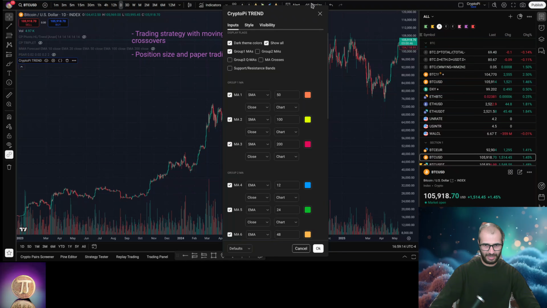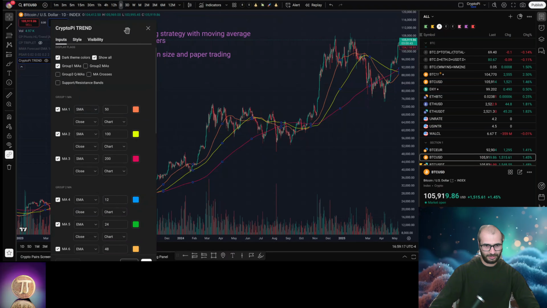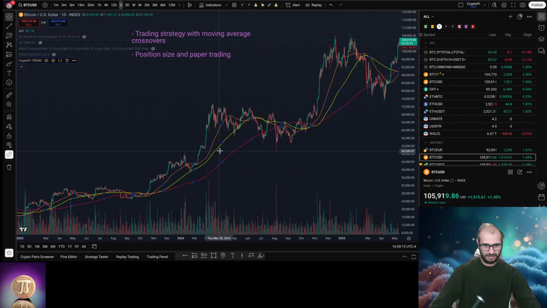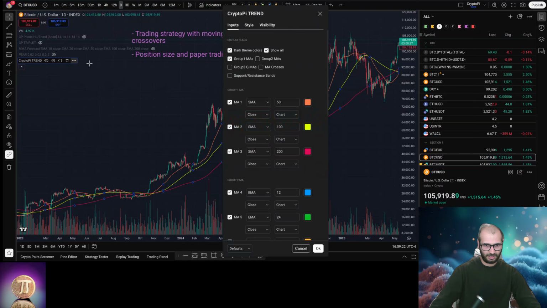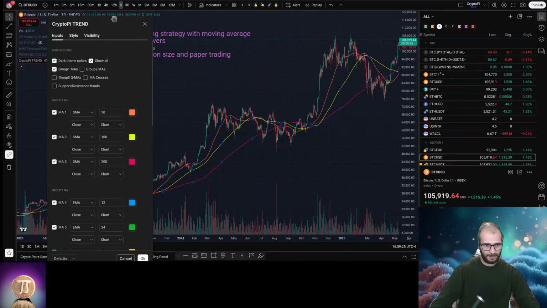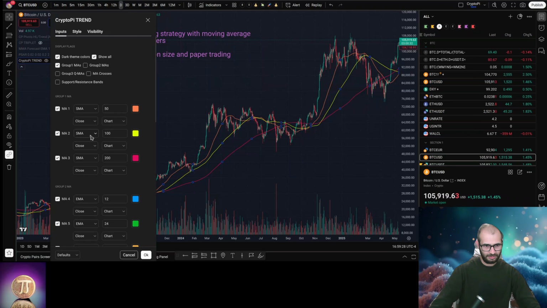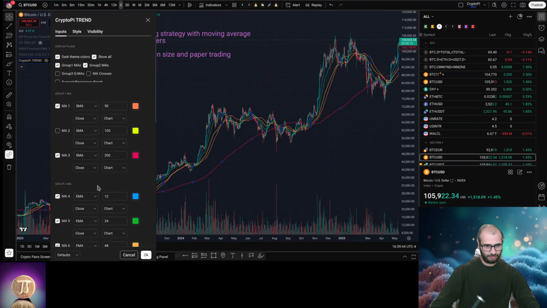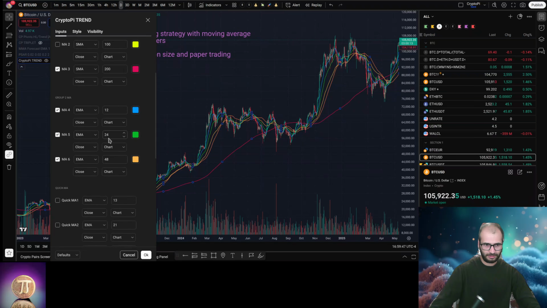If I would select group MA, what would happen here is we see all the three moving averages, which are simple moving averages, at length of 50, 100 and 200. For this particular strategy, let us just take MA1 and MA3. And from group 2, if I would select group 2, we would see three moving averages with the length of 12, 24 and 48, three exponential moving averages, and you can see it quite clearly.